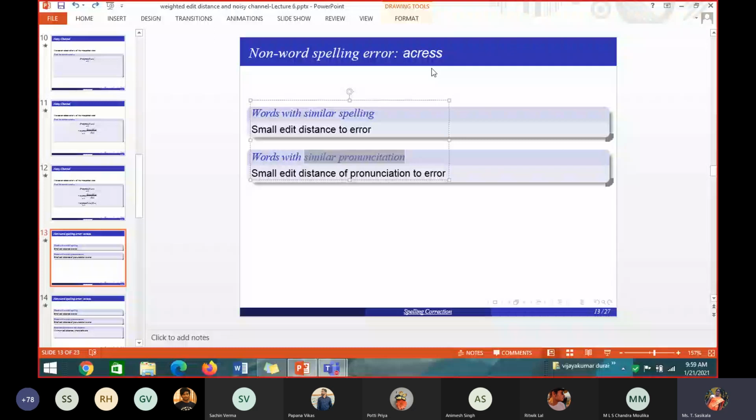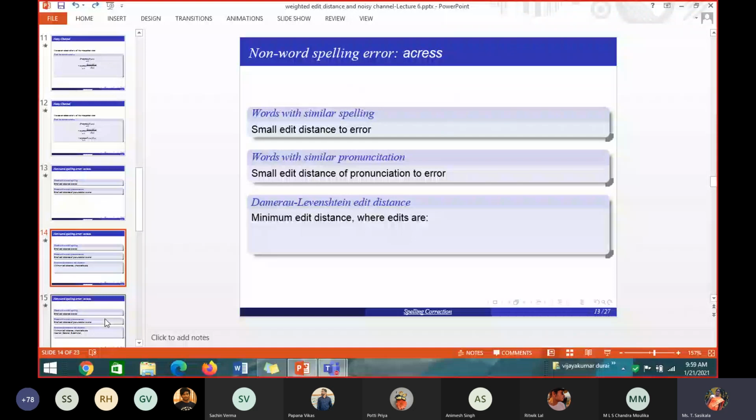Then I will be using an edit distance measure. What are the edit distance operations we have learned already, students? Insertion, deletion, and substitution. So we have 3 edit operations. Previously it was called Levenshtein edit distance. Here in the noisy channel it is called Damerau-Levenshtein edit distance. It is the same thing.